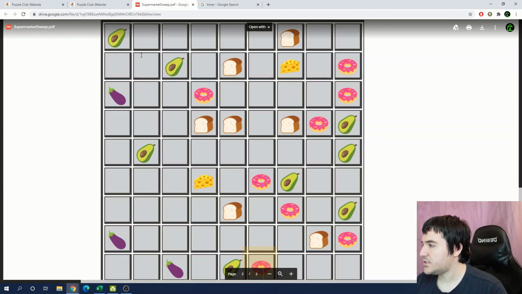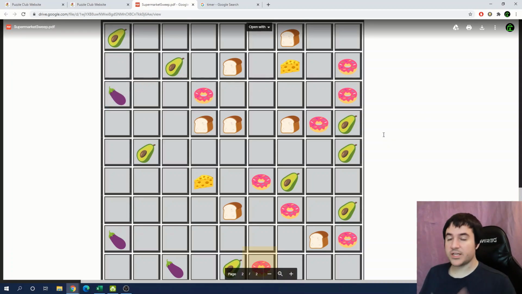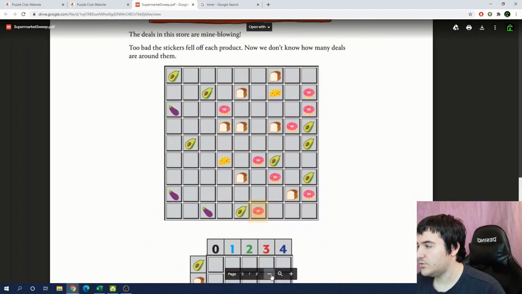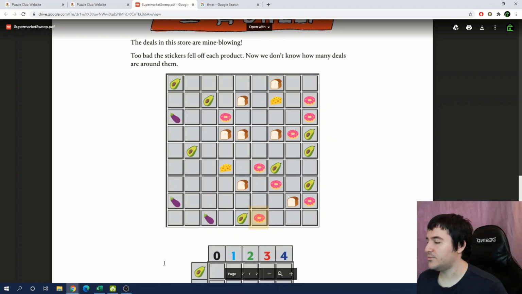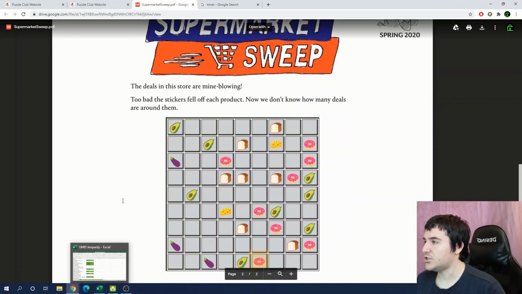But again, I'm not seeing... Oh, I do actually see. It can't be the avocado, because that would block off everything around this eggplant with these 3 avocados. Okay, so we can break into this puzzle here. I'm going to translate this over to my Excel sheet and give it a quick start.